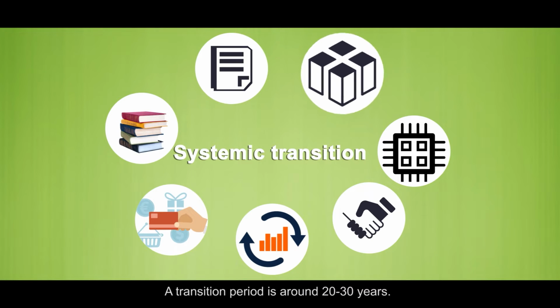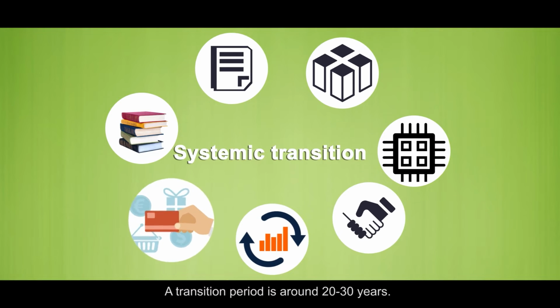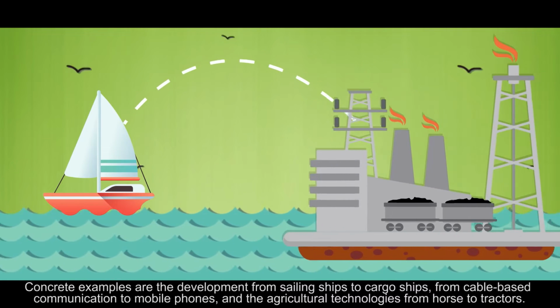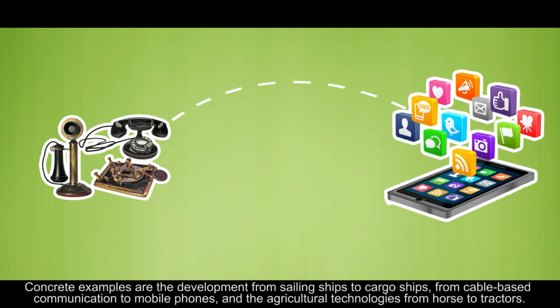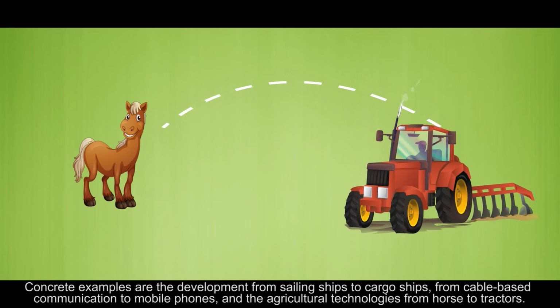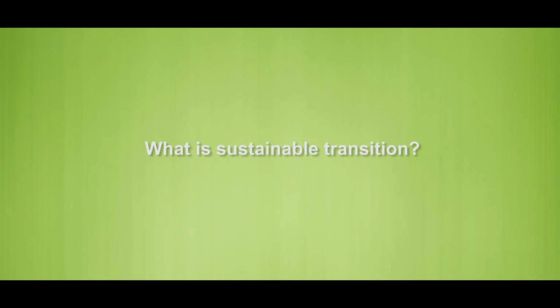A transition period is around 20 to 30 years. Concrete examples are the development from sailing ships to cargo ships, from cable-based communication to mobile phones, and the agricultural technologies from horse to tractors.